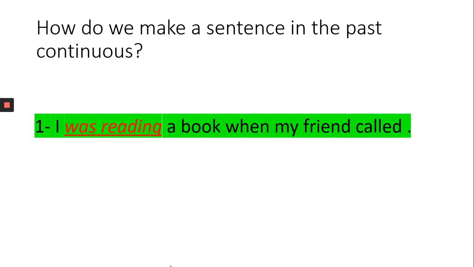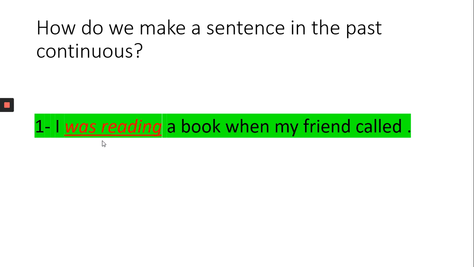Let's read this sentence. I was reading a book when my friend called. So in this case, we are giving a sentence in the past continuous. Where is the past continuous form? Very good. I was reading. Singular was, singular verb, singular subject. And reading, it is verb 1 plus ing.